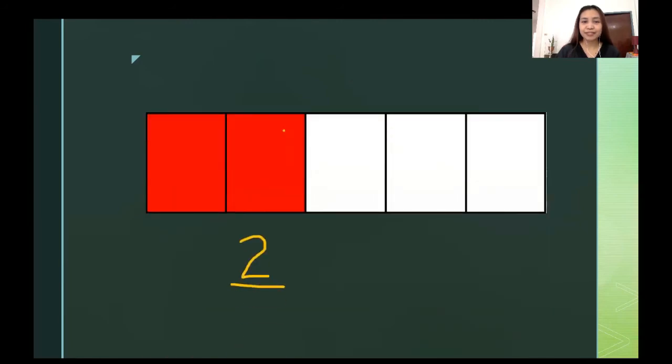Now, let's practice some more. How many parts are there in this figure? 5 parts. Okay, and how many are shaded in red? 2. So we have the fraction 2/5. Okay?